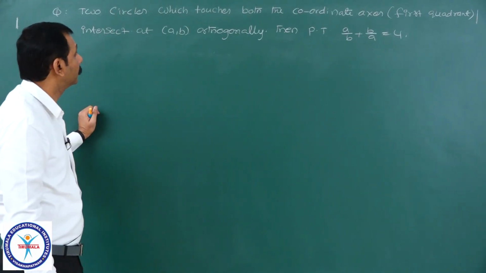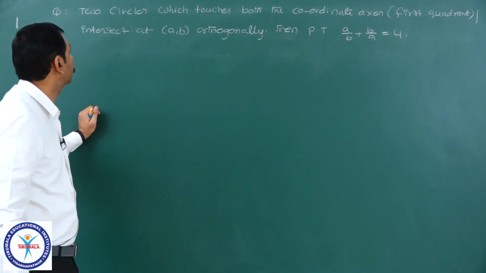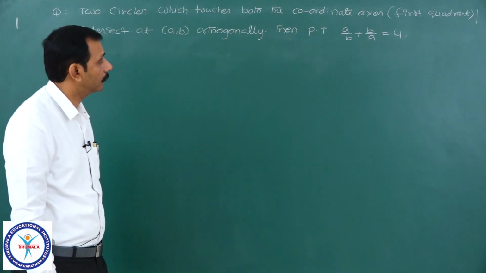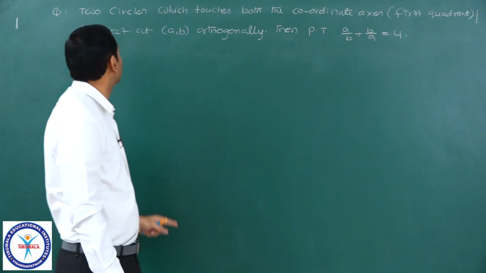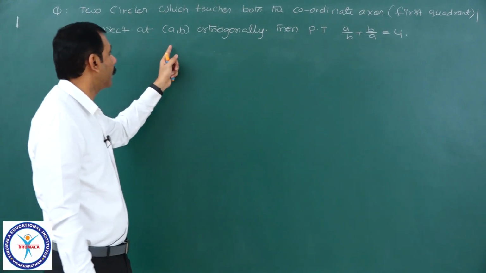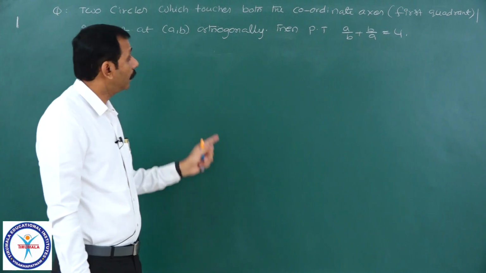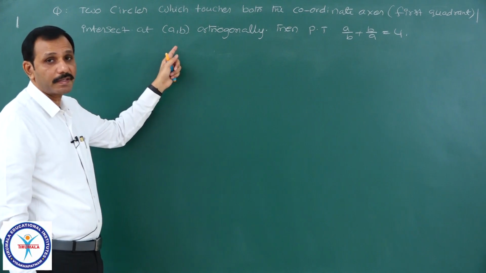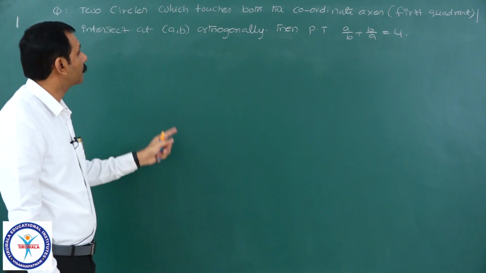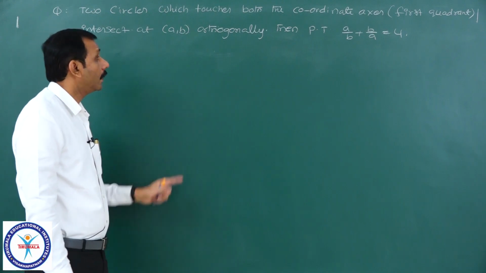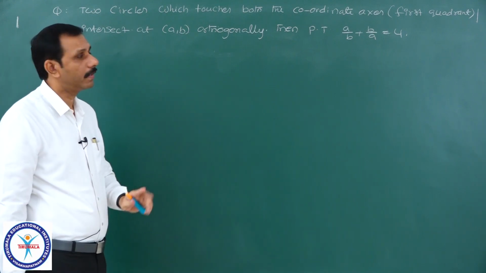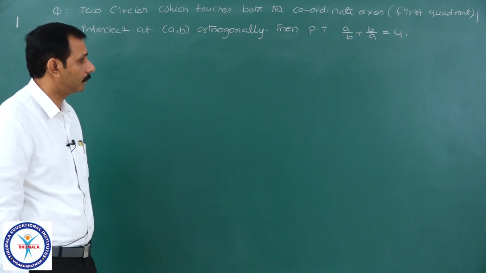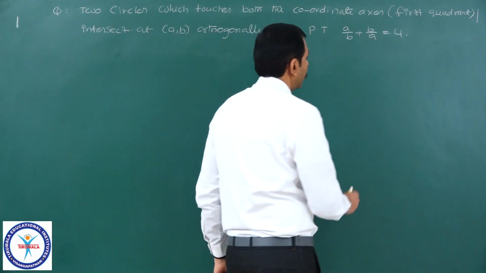See this problem. This is another important model. Given two circles which touch both the coordinate axes, of course given in the first quadrant, intersect at a point a comma b orthogonally, then prove that a by b plus b by a equal to 4. Meaning one of the points of intersection is a comma b and the angle between those two circles is equal to 90 degrees, and those two circles touch both the coordinate axes. Then I want the relation for a comma b, a by b plus b by a equal to 4. Important model. Let us see this.